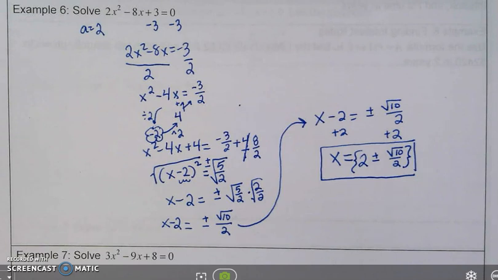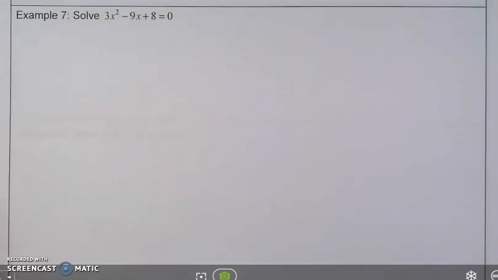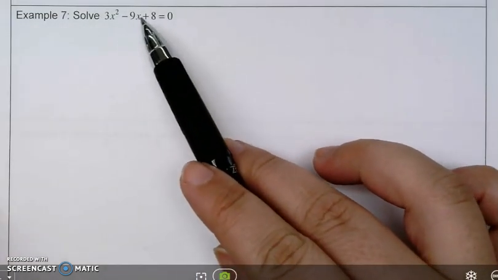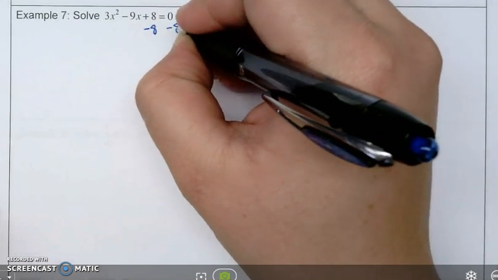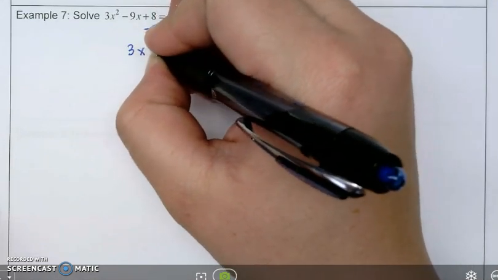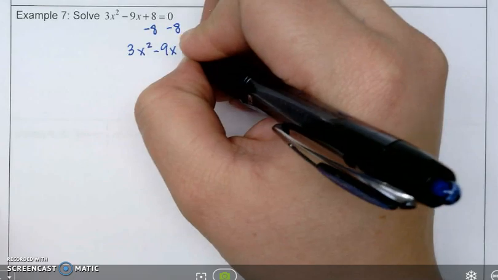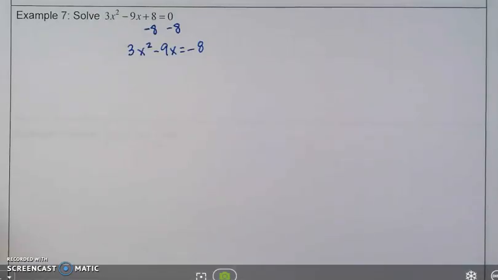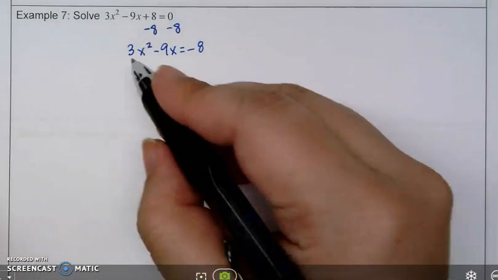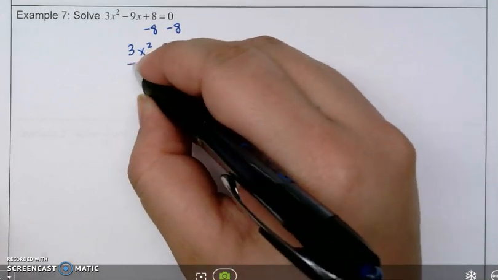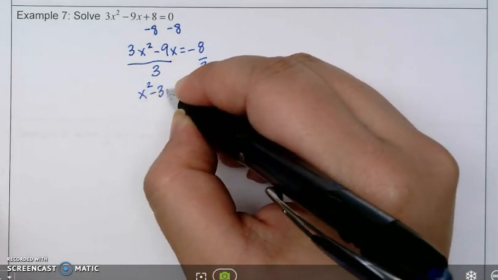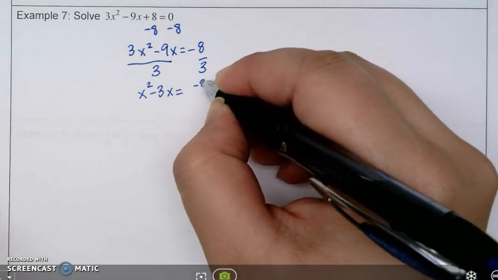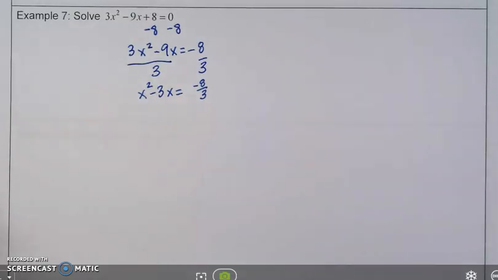All right, now we're going to go ahead and look at example 7. In example 7, we're looking at the same thing. Again, we have a leading coefficient and we have a constant. So the first step, subtract the 8. We get 3x squared minus 9x equals negative 8. And then our next step, divide by 3. We don't want to have that coefficient. Divide by 3, divide by 3. X squared minus 3x equals negative 8 thirds.